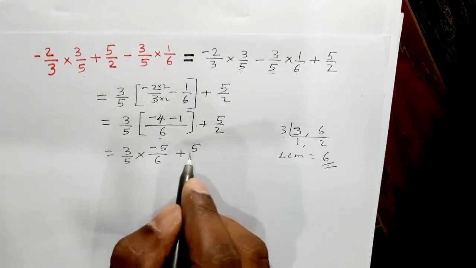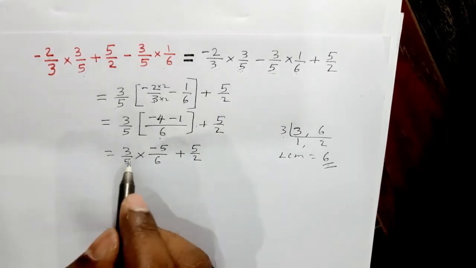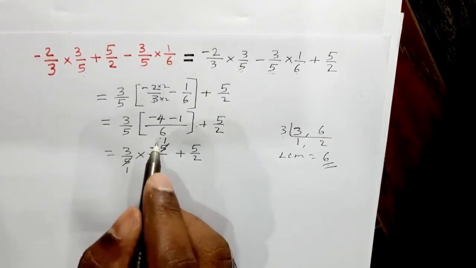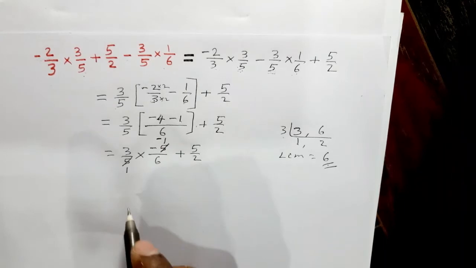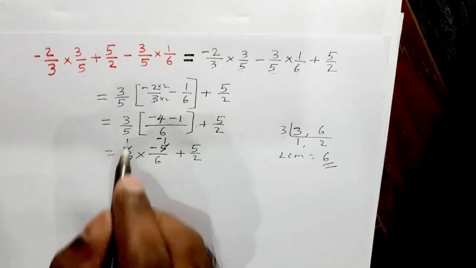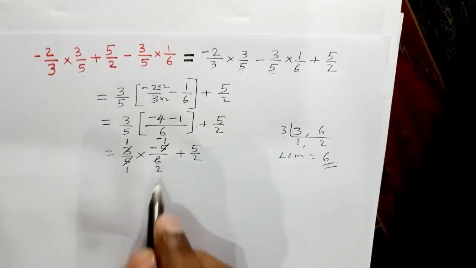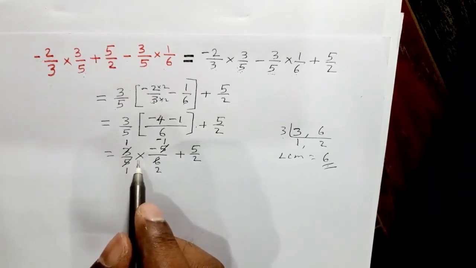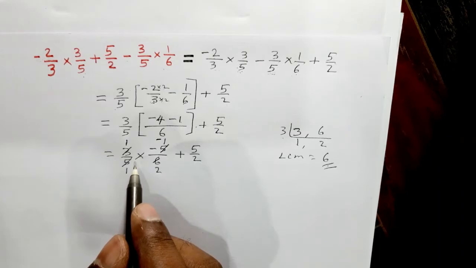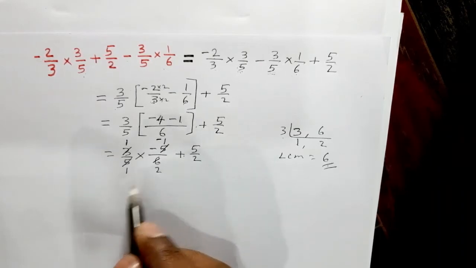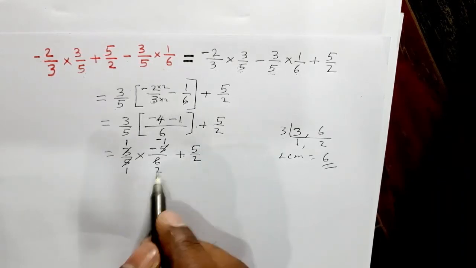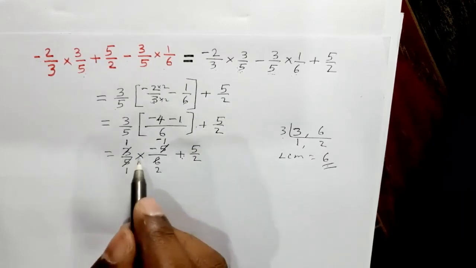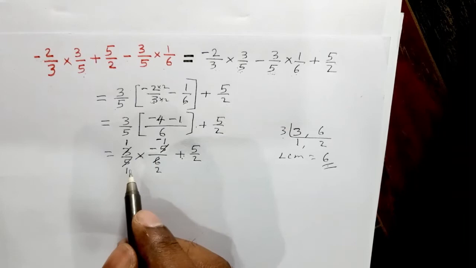Plus 5 by 2. Now here 5 is 1 time, here 5 is 1 time. But be careful, the negative symbol is there, that should be given to this number. Here 3 is 1 time, in 6 how many 3s, 2. Cancellation is only possible if there is multiplication. Don't cancel if it is addition. Here addition is there, so don't cancel with any numbers from these two. Here 5 with this 5 we can't cancel because of the addition symbol. Multiplication symbol means we can cancel.